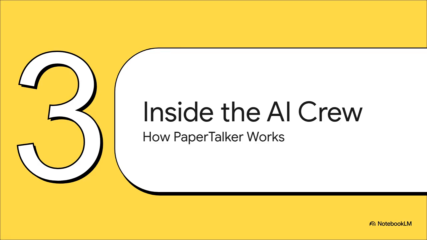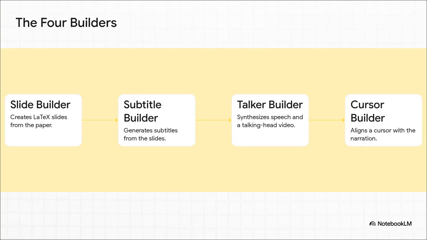So how does it actually do all this? The best way to think about PaperTalker is not as a single AI, but more like a coordinated digital production crew, where every member of the crew has a very specific job to do. This crew has 4 specialists. First up, you've got the slide builder, who reads the paper and makes the slides. Next, the subtitle builder steps in and writes the script for those slides. Then the talker builder generates the voice and the talking head video. And finally, the cursor builder adds a pointer that moves perfectly in sync with what's being said.